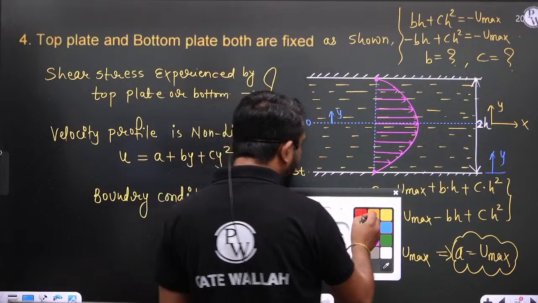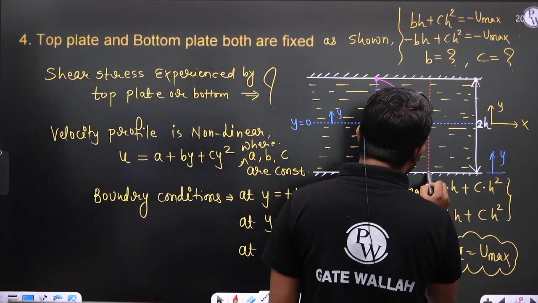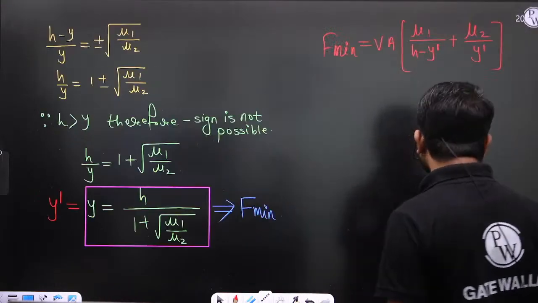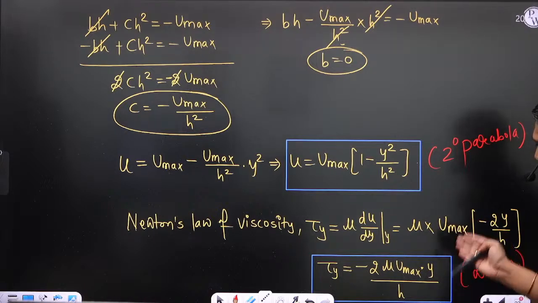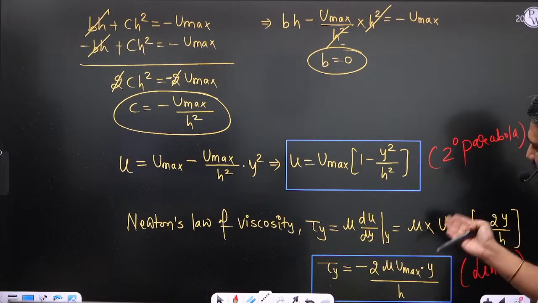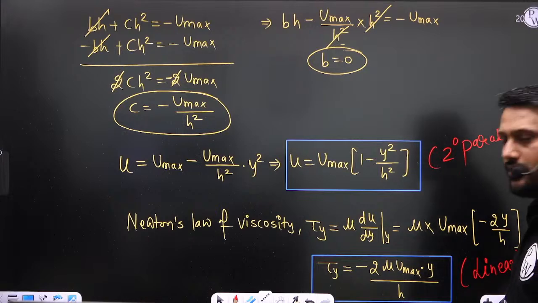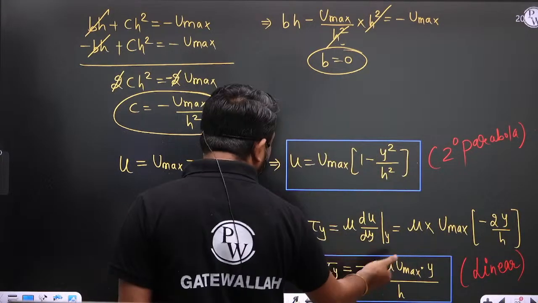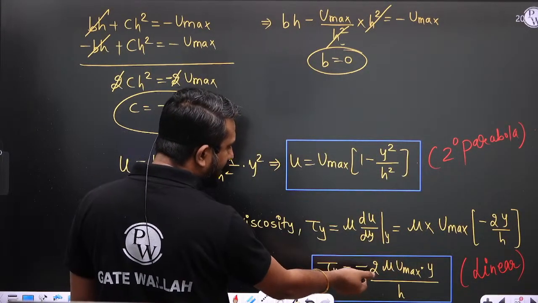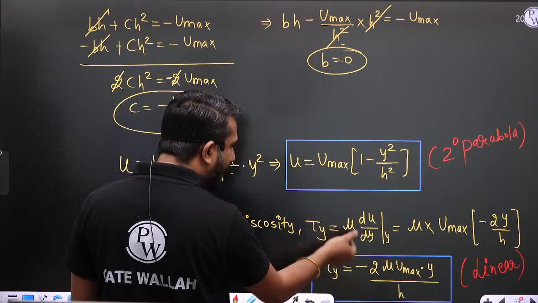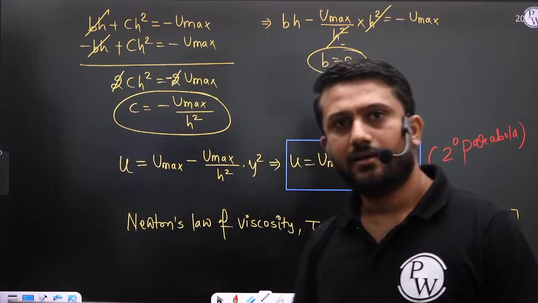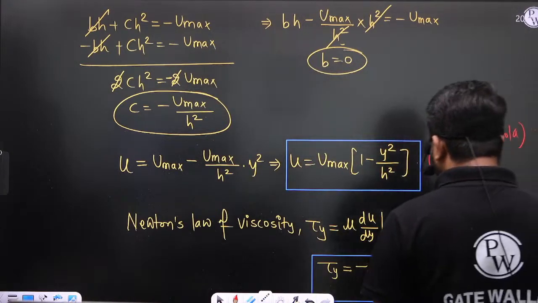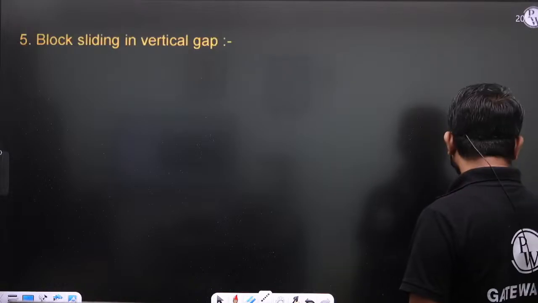And if you draw the shear stress variation, so tell me beta, at y is equal to 0, what is the shear stress? That is 0. And at y is equal to plus h or minus h, the shear stress is maximum. Okay, so forget about the sign here. Focus on magnitude only, because in case of shear stress we need magnitude only. We know the direction of shear stress.